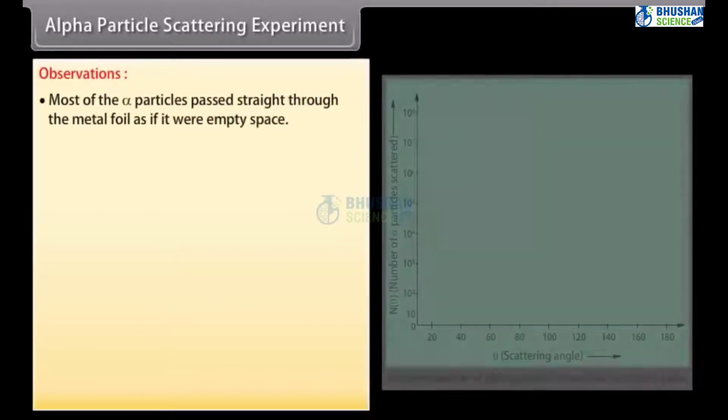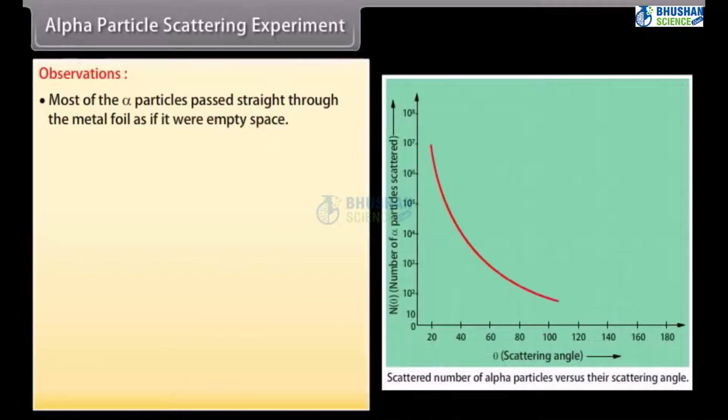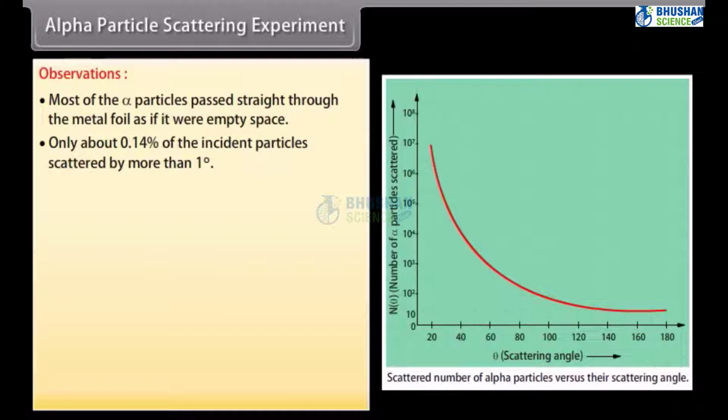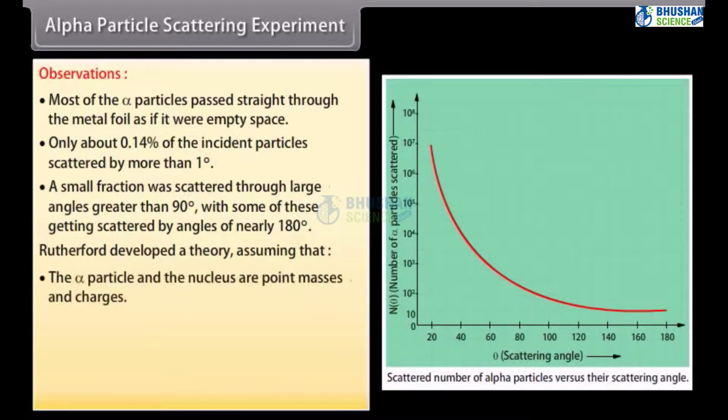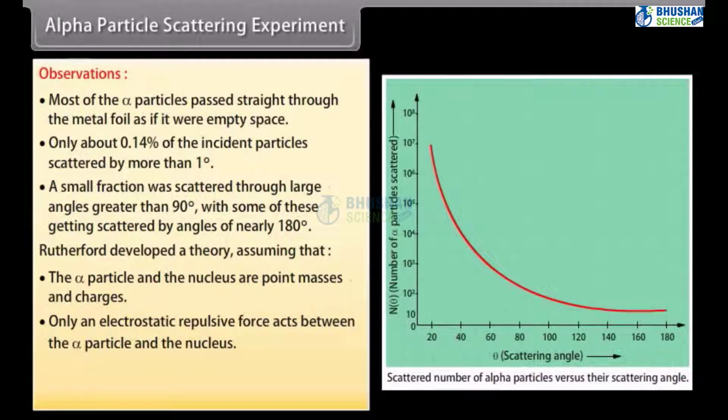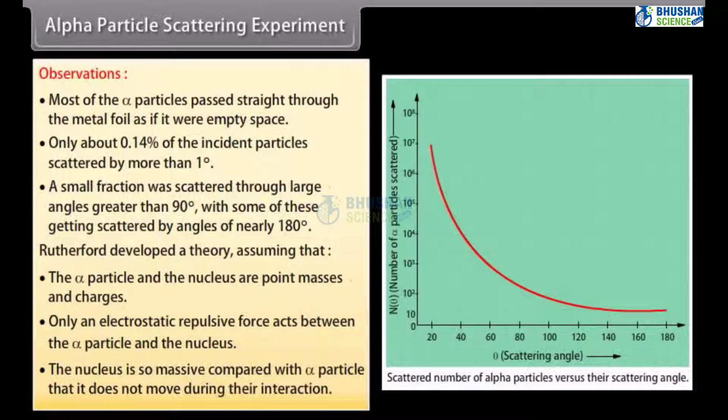Observations. Most of the alpha particles passed straight through the metal foil as if it were empty space. Only about 0.14% of the incident particles scattered by more than 1 degree. Small fractions were scattered through large angles greater than 90 degree, with some of these getting scattered by angles of nearly 180 degree. Rutherford developed a theory assuming that the alpha particle and the nucleus are point masses and charges. Only an electrostatic repulsive force acts between the alpha particle and the nucleus. The nucleus is so massive compared with alpha particle that it does not move during the interaction.